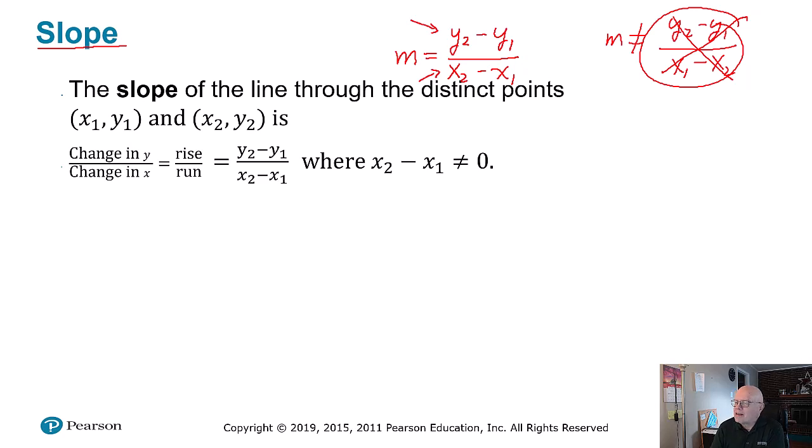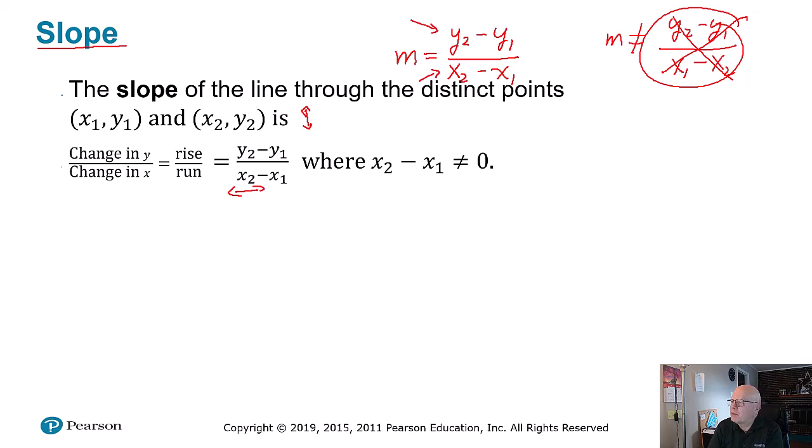It's called the rise over the run because the y values mean how far are we going up or down when we go from one point to the other. The run is how far we're going left or right when we go from the first point to the second point.